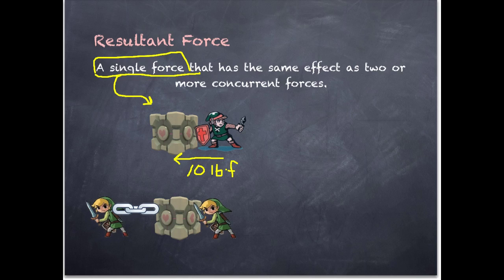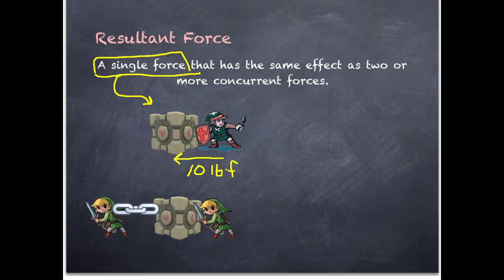So down here we have two concurrent forces. We have this smaller Link pushing on the companion cube with 5 pounds of force, and we have this other Link pulling on the cube in the same direction with 5 pounds of force. What the resultant force is saying is that these two actions are equal to each other. Up at the top, we have this big Link pushing to the left with 10 pounds of force. That is equivalent to two small Links pushing and pulling, each with 5 pounds of force in the same direction. 5 plus 5 is 10, so it's equal.